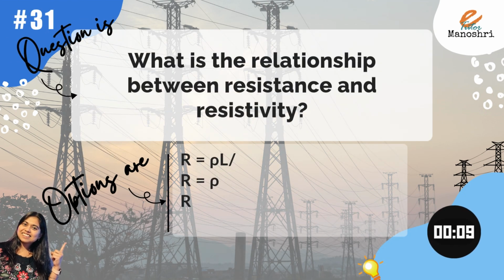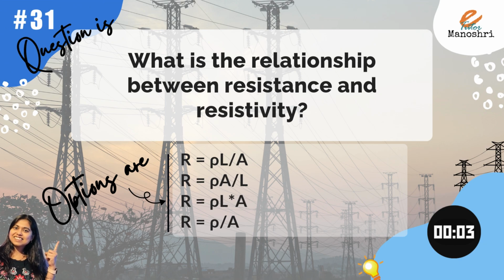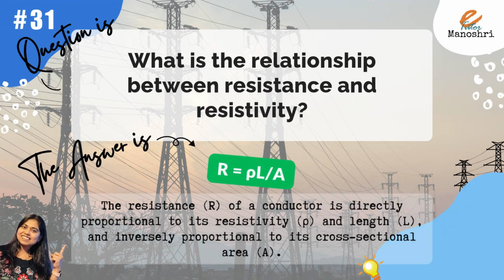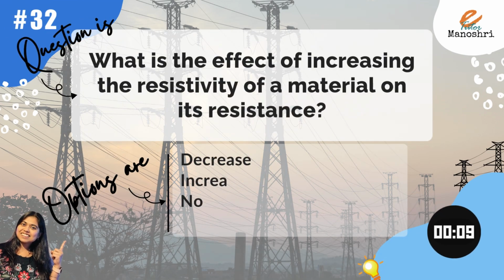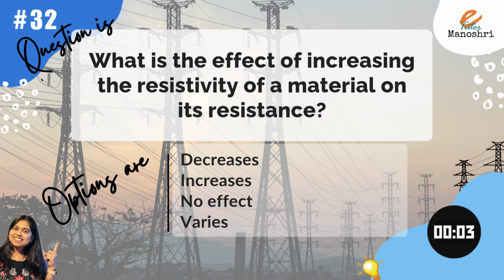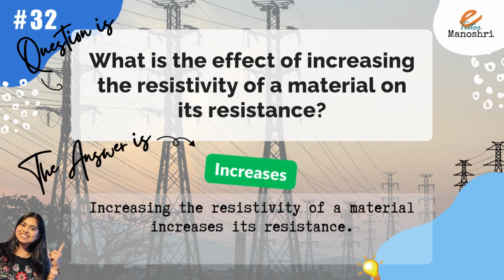What is the relationship between resistance and resistivity? The resistance of a conductor is directly proportional to its resistivity and length and inversely proportional to its cross-sectional area. What is the effect of increasing the resistivity of a material on its resistance? Increasing the resistivity of a material increases its resistance.